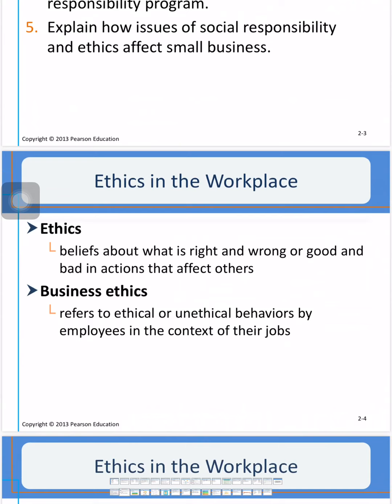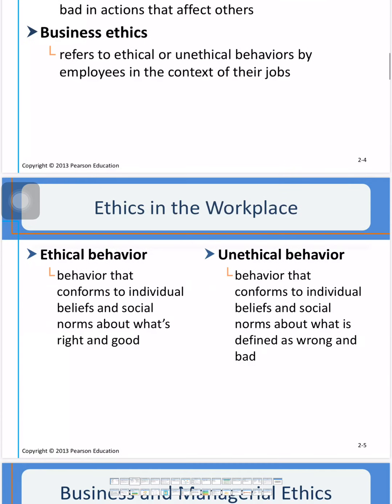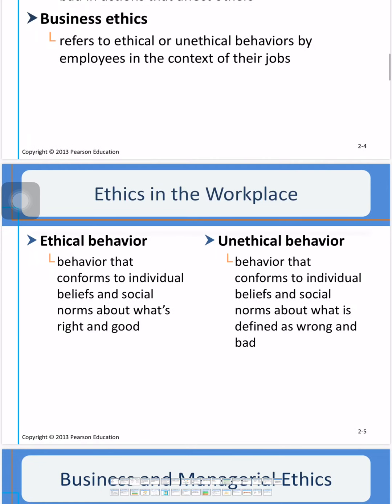Here, ethics and business ethics. Ethics is belief about what is right and wrong, or good and bad, in actions that affect others. Business ethics refers to ethical and or unethical behavior by employees in the context of their job. Here, ethics in the workplace.